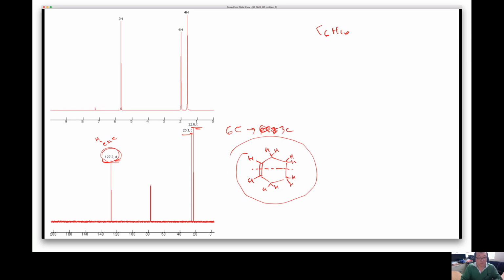So this one looked difficult, but if you consider symmetry, you may be able to figure it out because it's such a small molecule. There are only a few choices for putting things together.